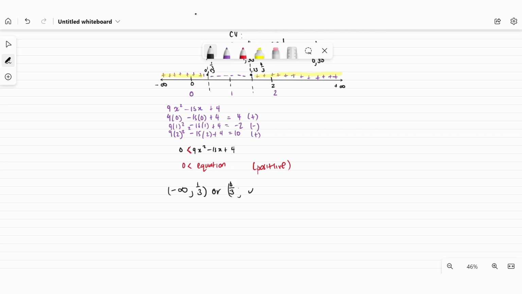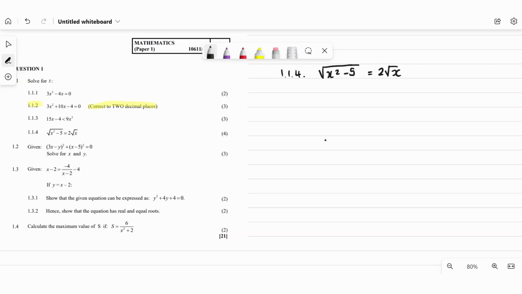Till positive infinity. Then that's your full marks. So now what we're going to do is solve number 4. You're going to square both sides. Remember this, especially on this side.